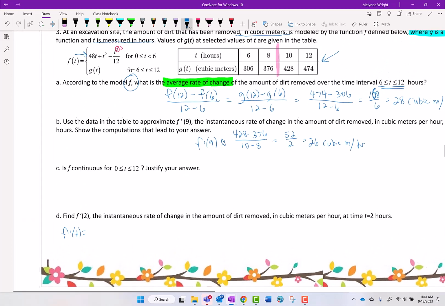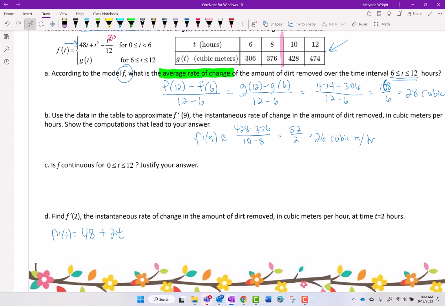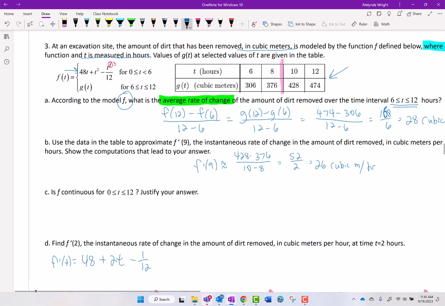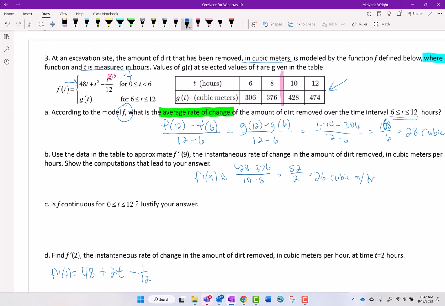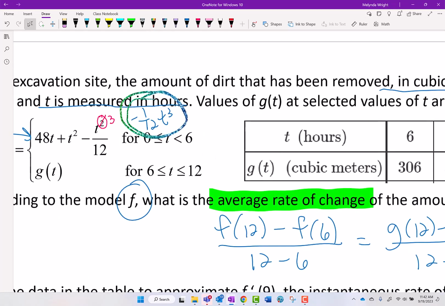So we're going to use the power rule. So the derivative of 48t is 48. The derivative of t squared is 2t. And the derivative of negative t cubed over 12. So I'm just going to pull out the negative 1/12. That's just a constant. We could write this as negative 1/12 t cubed. That's okay to do. So I'm just showing you it's okay to write that as negative 1/12 t cubed. And it makes our life easier when we're doing power rule, right?